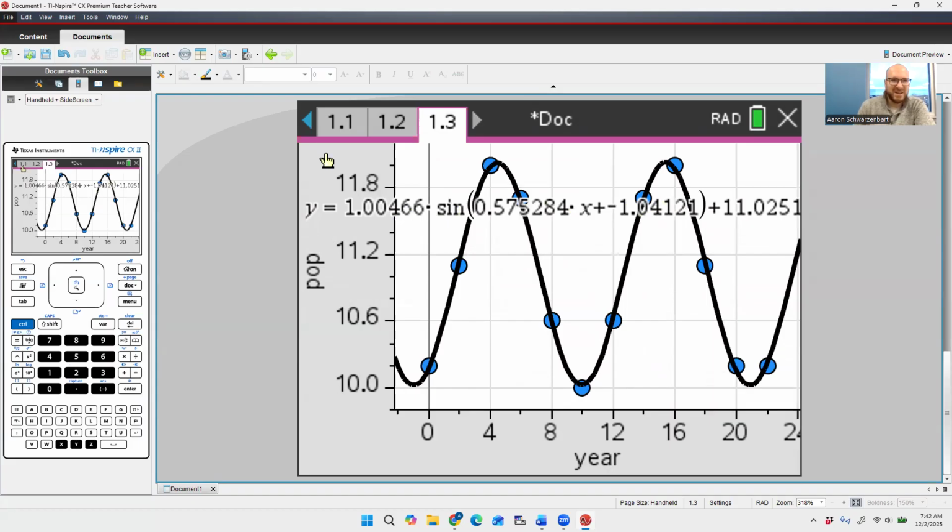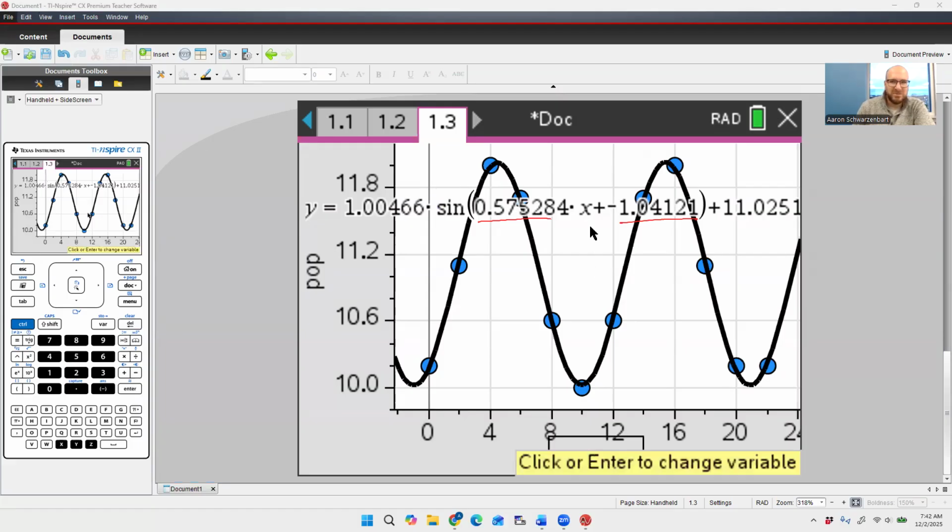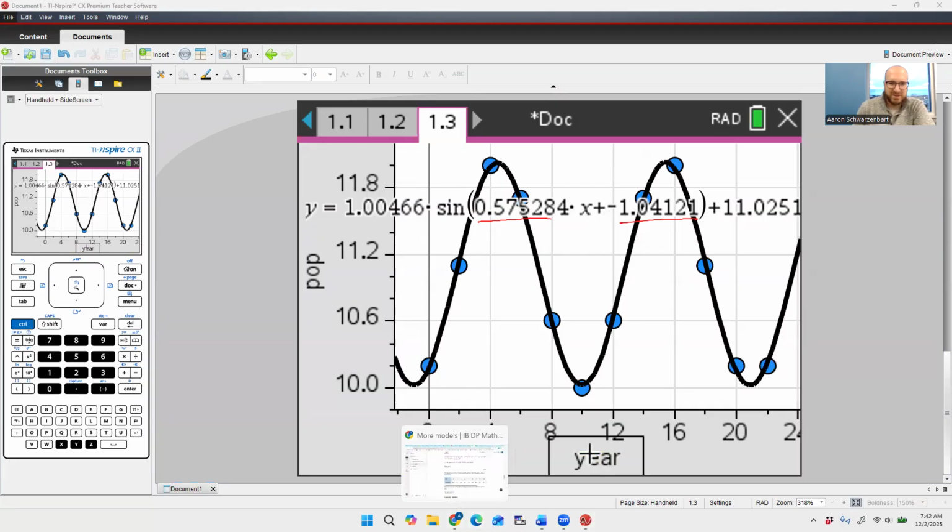Notice that this is not factored out, so I will have to do the C over B for that. Plus 11.0. So here's my model.